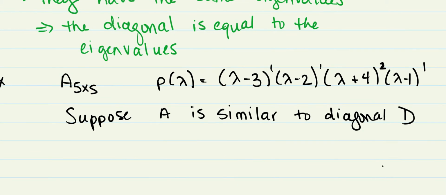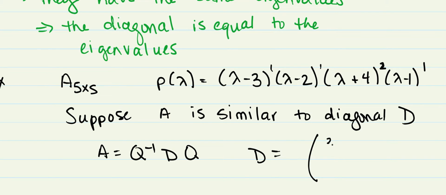Okay. Well then A is Q inverse DQ, where D is going to look something like this: 3, 2, -4, -4, 1. Actually, these eigenvalues might be in a different order, you could permute them, maybe put a -4 here, a 3 here, a 1, a 2, a -4. But they're going to have the eigenvalues along the diagonal. So the question is, when is it actually similar to a diagonal matrix?